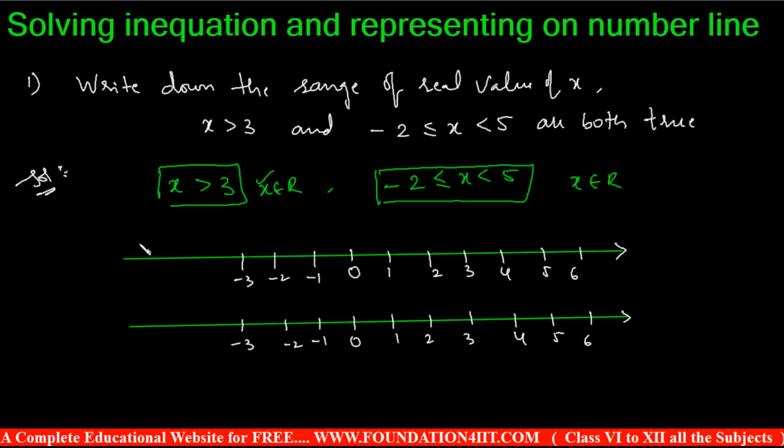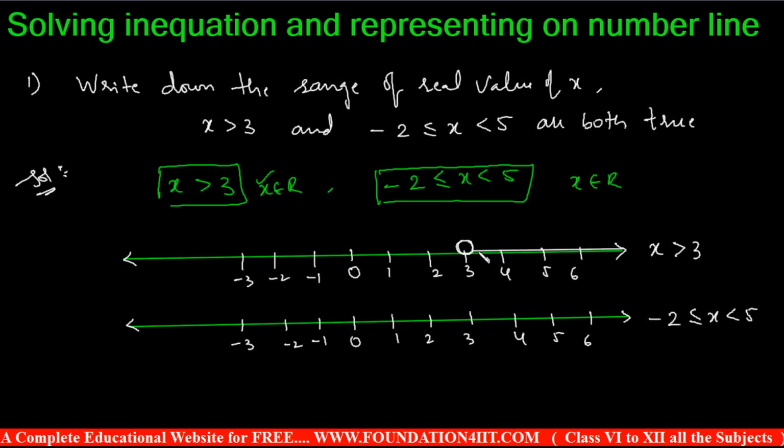Yeah. So let us represent the first one: x is greater than 3. We'll use the second line for minus 2 less than or equal to x less than 5. Here the first case is x is greater than 3. 3 is not included, but all the values are more than 3. So we should keep an open circle at 3 and all the values on the right side.